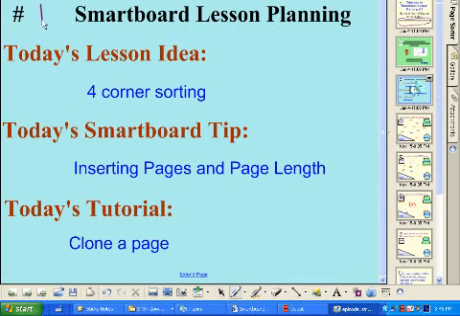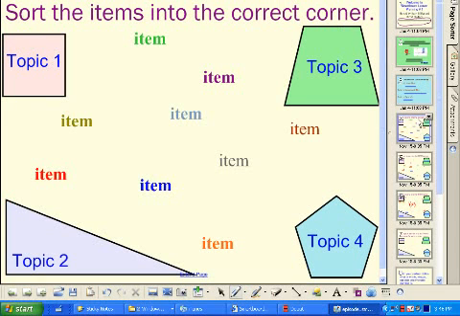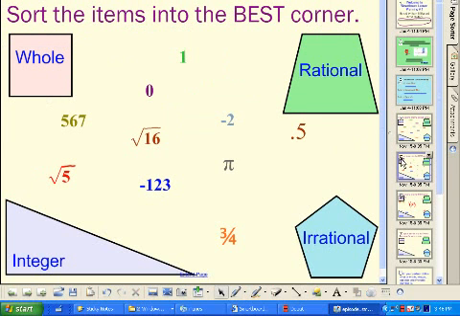All right. So let's look at 4-corner sorting. We have a template here that you can use. You can just go ahead and click on each one of these things and change them as you need to. What we have is a math lesson dealing with whole numbers, integers, rational and irrational, and there's some items in the middle. And what we'd have them do is work with their partner for a couple minutes, talking about where each of these numbers belongs.